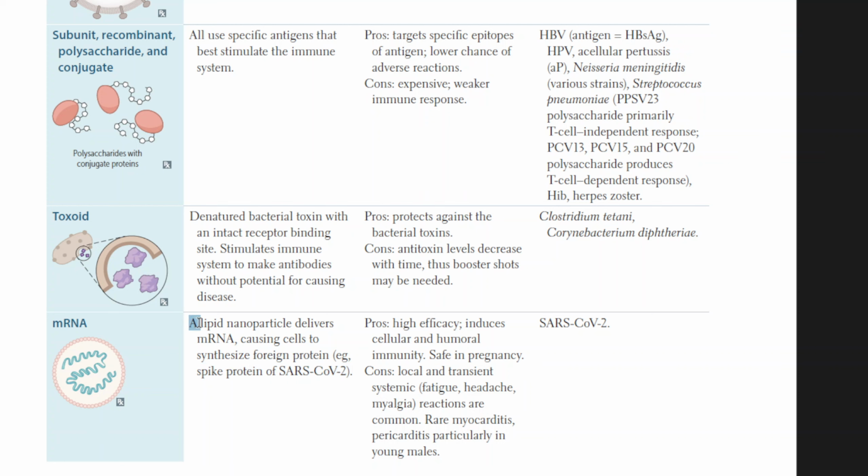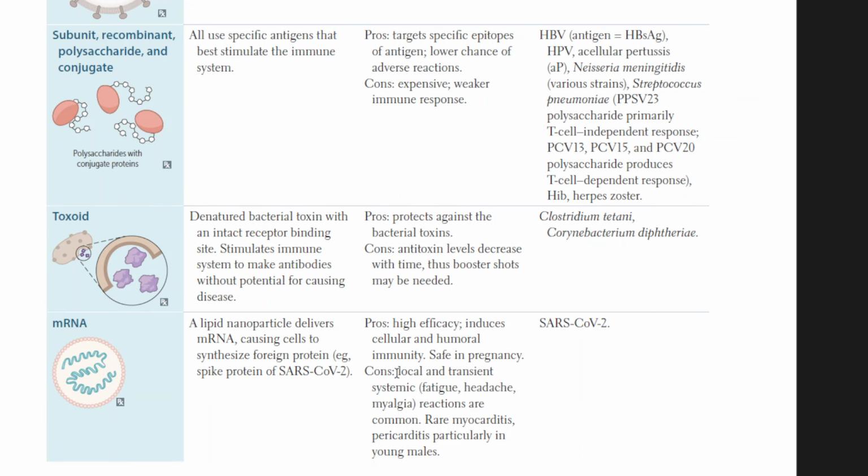Again, a lipid nanoparticle delivers messenger RNA, causing cells to synthesize foreign protein, for example, spike protein from the SARS-CoV-2 virus. The pros of this group are their high efficacy, inducing cellular and humoral immunity. They are safe in pregnancy, like the COVID vaccine was safe in pregnancy.